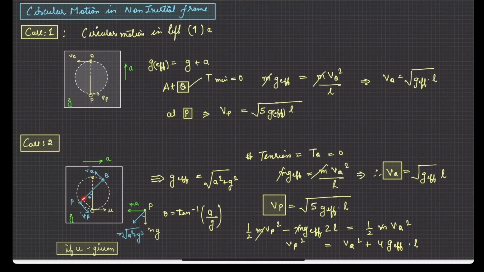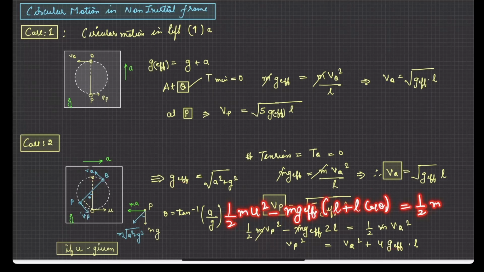Then you have to take this length rather than this length. So this length is nothing but this is your L, this will be L cos theta, so this length comes out to be L plus L cos theta rather than 2L, okay. Here, instead of 2L, half mu squared minus mg effective into L plus L cos theta is equal to half m v_Q squared, okay.